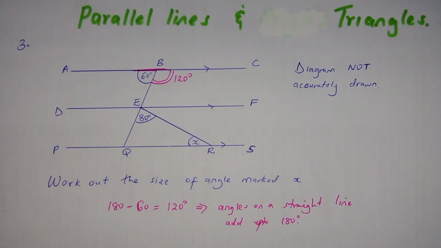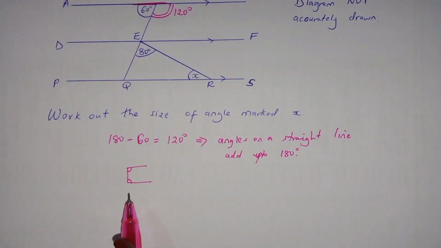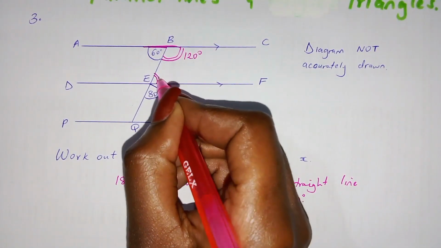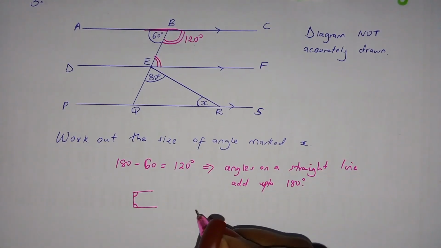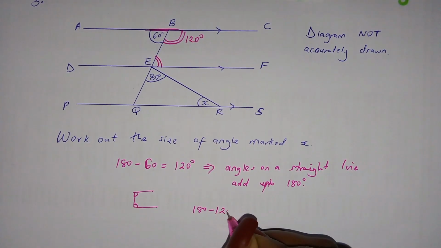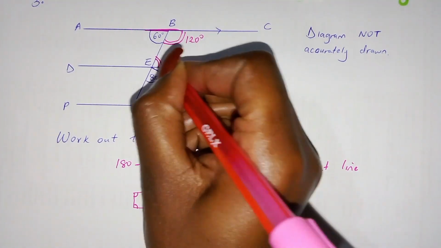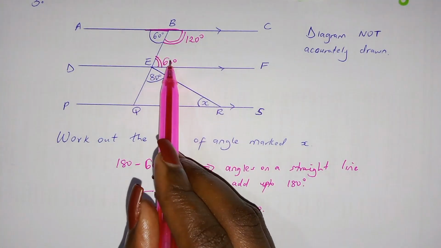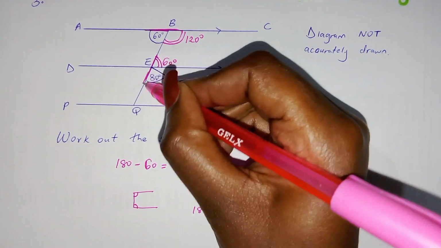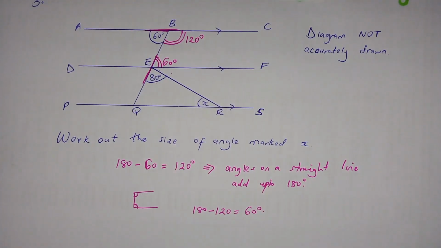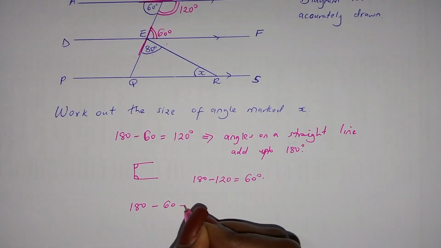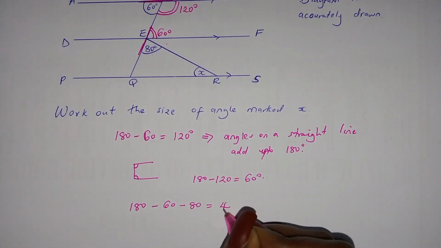Now using interior angles, which form the letter C, we can say this 120 plus this one would give us 180. So 180 minus 120, that is 60 degrees. And also using alternate angles, you can say this is equal to that. Okay, so if this is 60, now that's a straight line. So 60 plus that would give us 180. So we say 180 minus 60 minus 80. That would be 40 degrees.